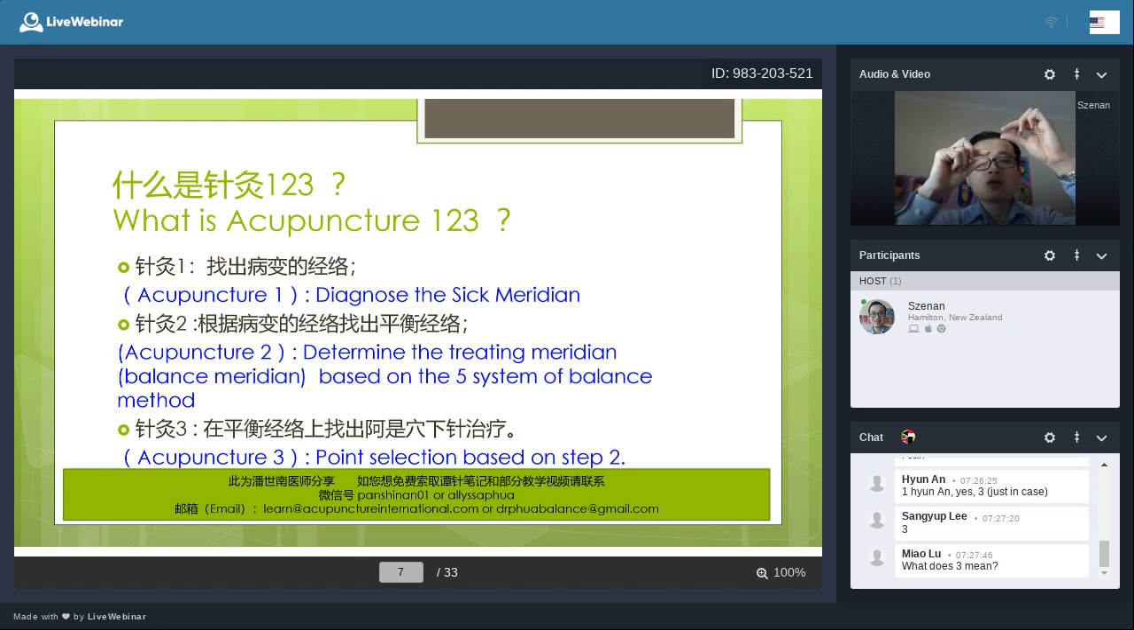Then the point where you needle is on the balance meridian. You don't needle on the sick meridian. All right? You only needle on the balance meridian, which is the treating meridian. This is the concept. So acupuncture 1, 2, 3. 1, sick meridian. 2, balance meridian. 3, point. Your acupuncture point is number 3.